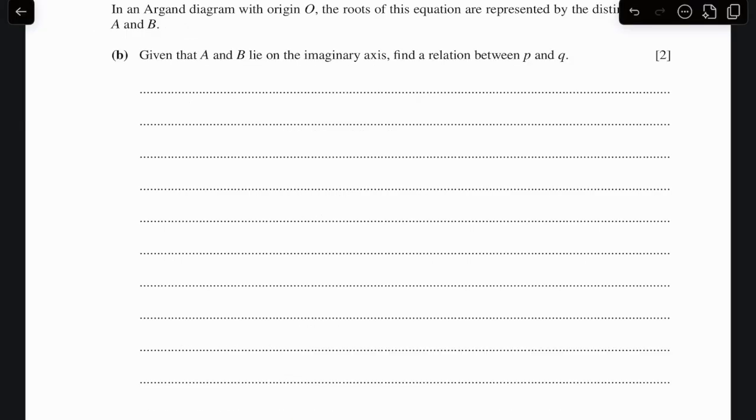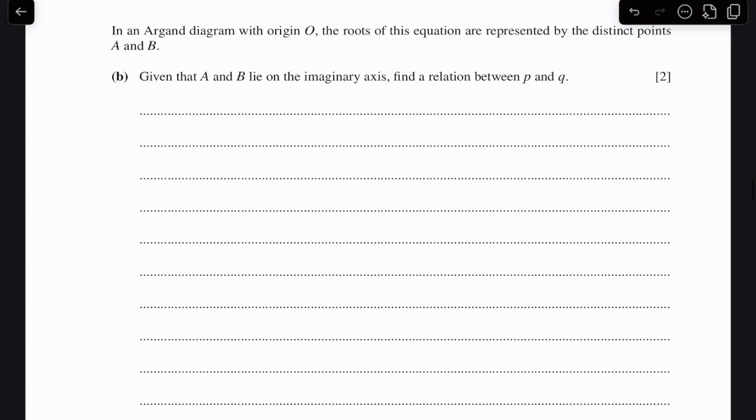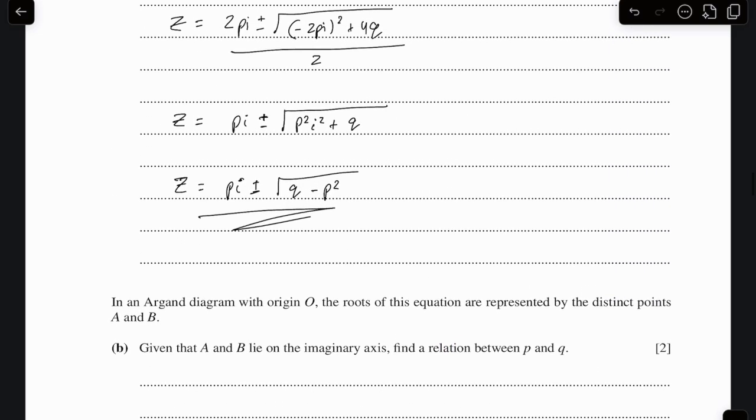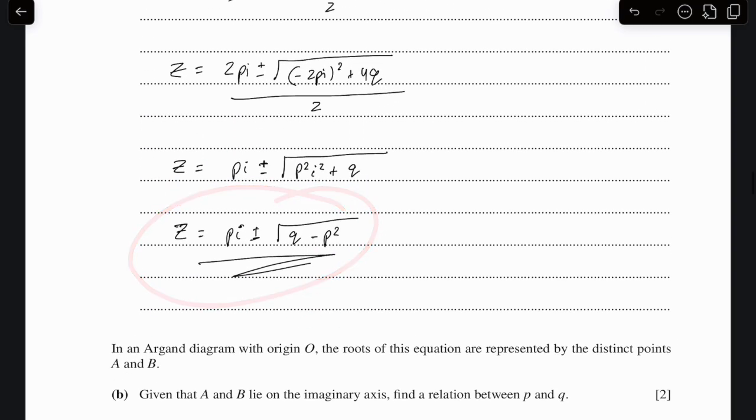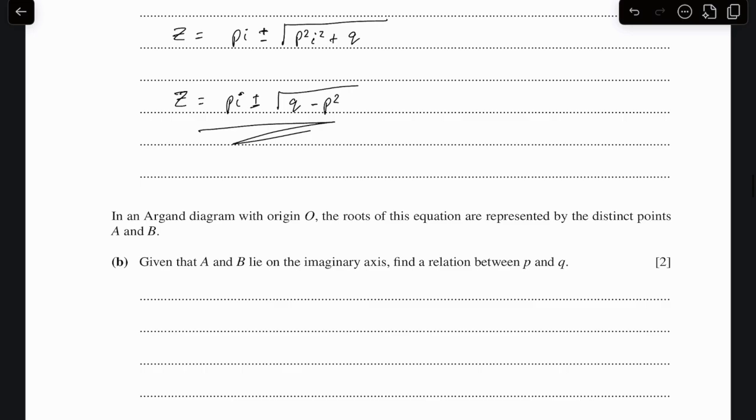Alright guys, now for number b, it says, in an Argand diagram with origin O, the roots of this equation are represented by the distinct points A and B. Given that A and B lie on the imaginary axis, find a relationship between p and q. Now remember what z represents here in terms of the roots. So these are our roots, which are either p plus the square root of q minus p squared or p minus the square root of q minus p squared.